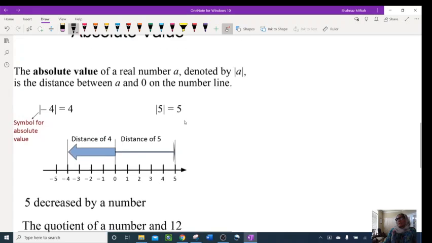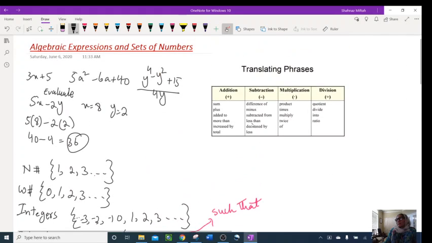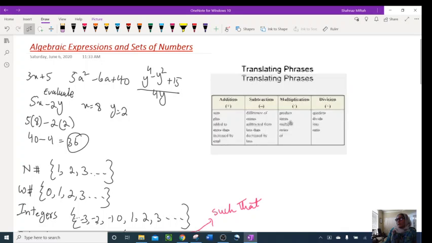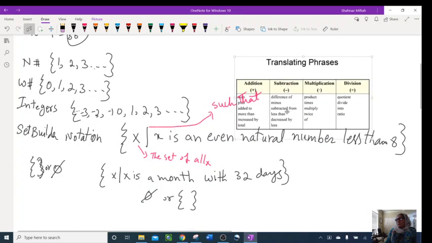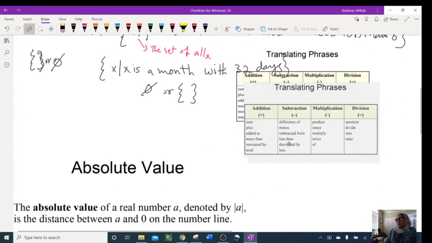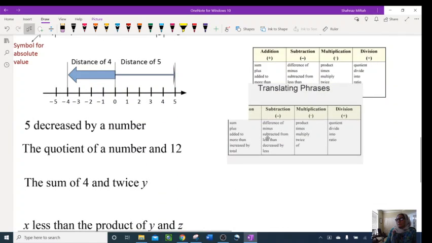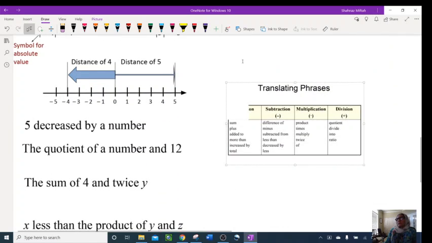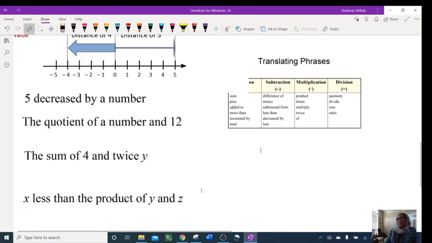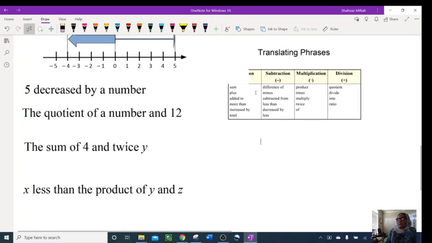Now I have this list of translating phrases, some words, and I really would like you guys to take a picture of it, make a copy, or write it down in your notebooks, because we need all these words to translate the word problems. So I'm using all these phrases.